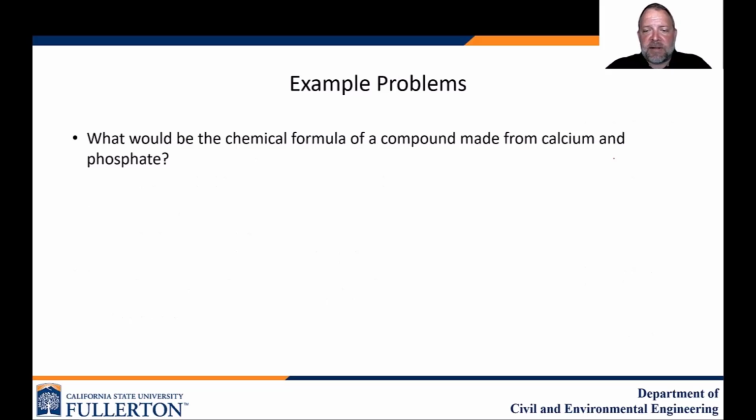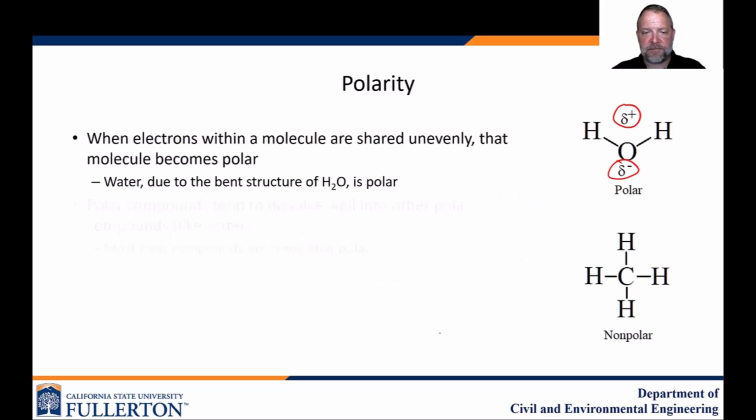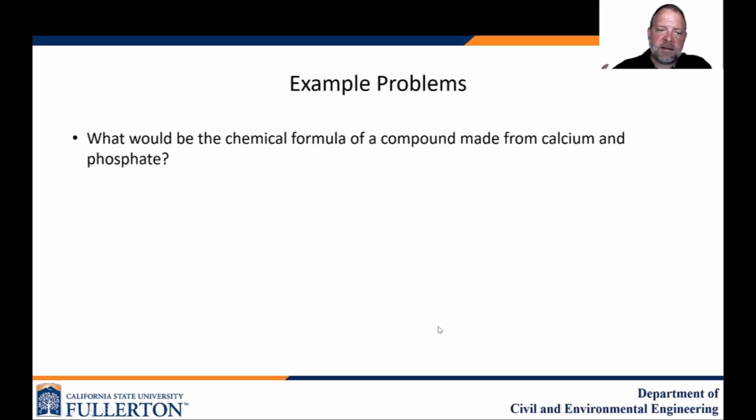What would be the chemical formula of a compound made from calcium and phosphate? Okay, so we can go back. Let me scroll back a couple slides and look at what phosphate is. Phosphate is PO4 with a 3- charge. Calcium is a +2. We can tell that by looking at our periodic table: it's in the second group, +2 charge. Phosphate is negatively charged with a -3. That's supposed to be a 4, sorry. Never very good at writing on these screens.